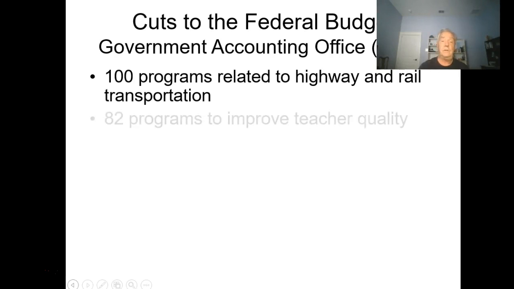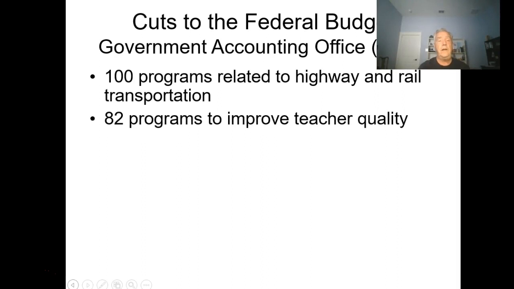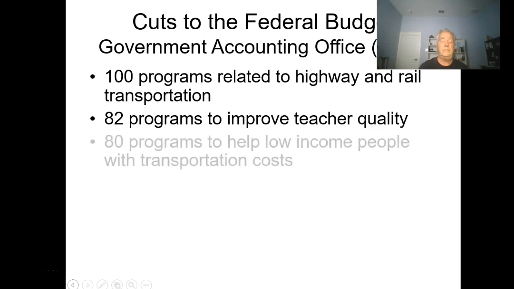I think they're right. There are 82 programs to improve teacher quality. How's that working for you? Who knows what that's for? How's the money being spent? Where is it? Where do we see it coming in and helping? Again, 82 programs, lots of people in those programs, committees, consultants, etc.